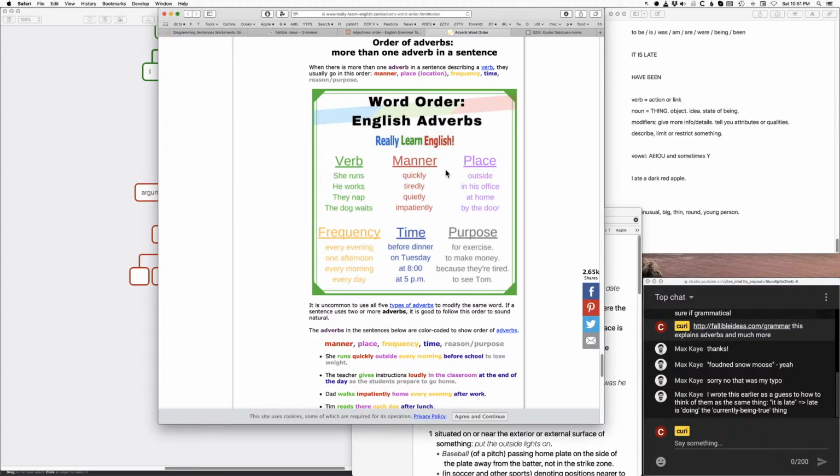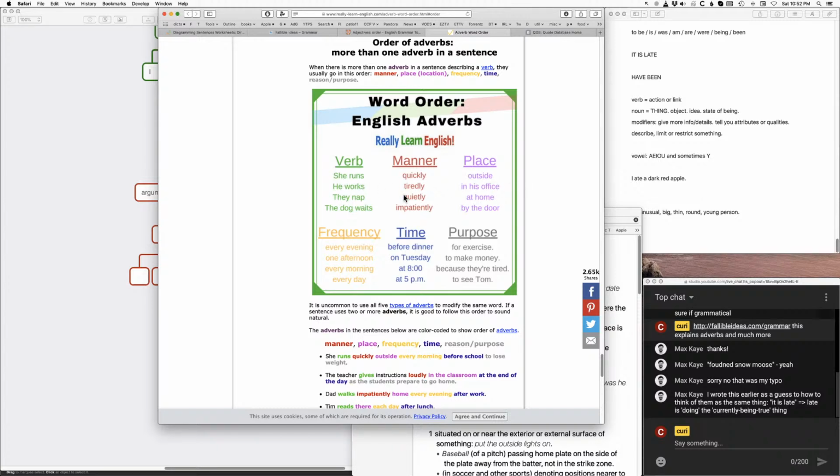Okay, if you look at these, you can see verb modifier examples. So runs can be modified with quickly and with outside. Works can be modified with tiredly and with "in his office", which is not a single-word adverb. That's a prepositional phrase. But when you take those words as a group, the role of the entire group is an adverb, because it's a modifier for a verb.